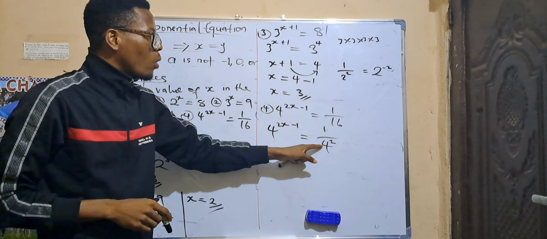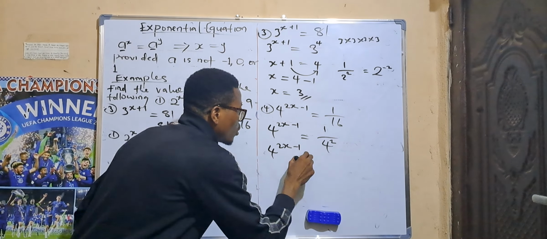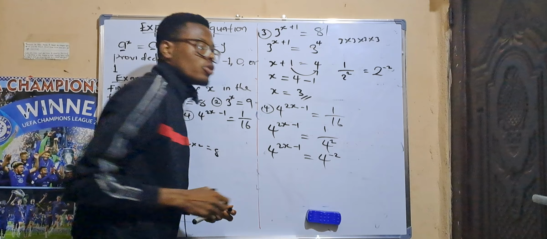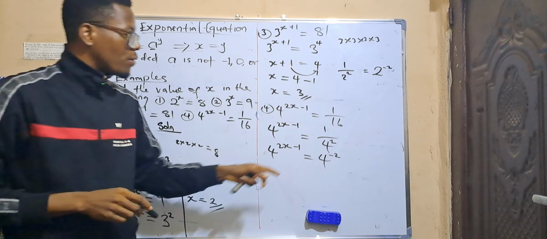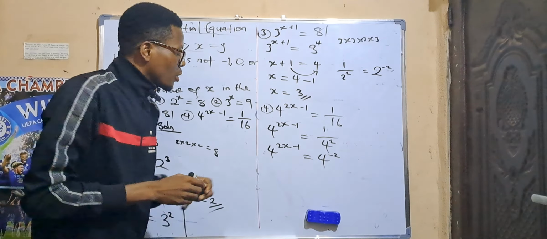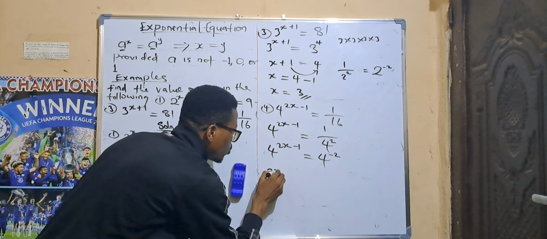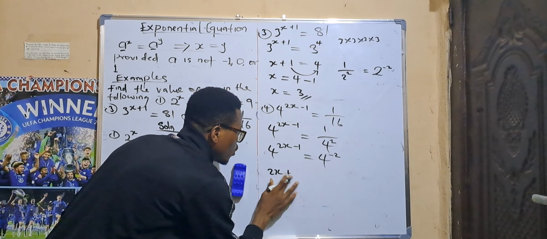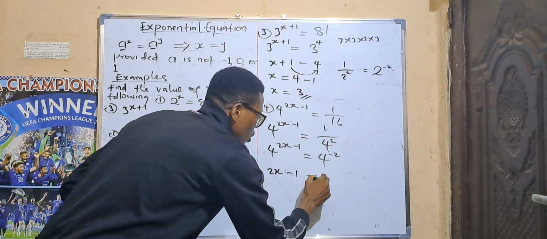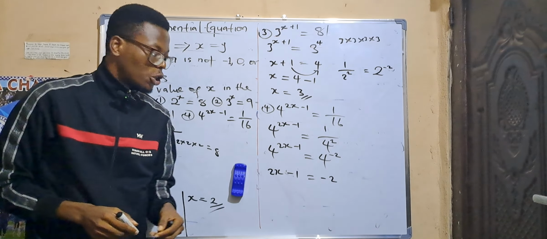Are you seeing it? So in this case, what we have here becomes 4 raised to the power of minus 2. Are you seeing it? So we have 4 raised to the power of minus 2. Now we can equate the power. So how do we equate the power? What we have here becomes 2x minus 1, the power for this side, equal to minus 2, which is the power for the other side of the equation.